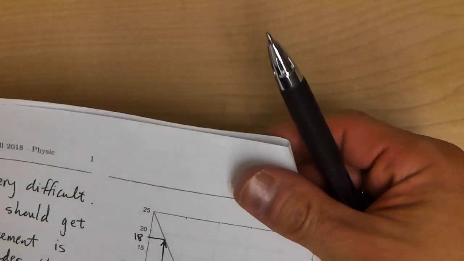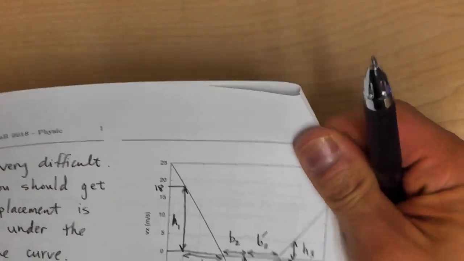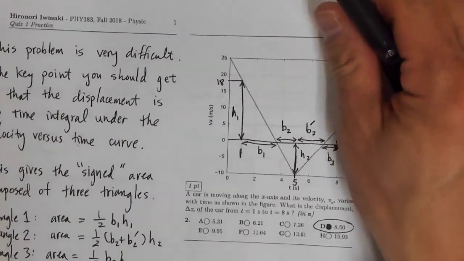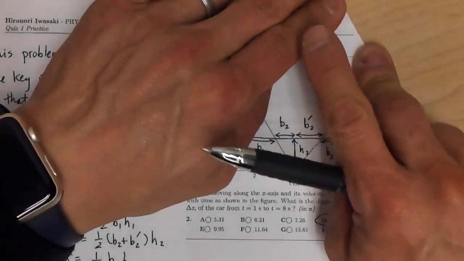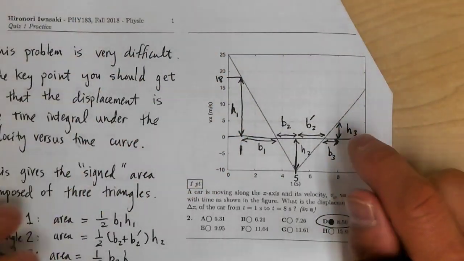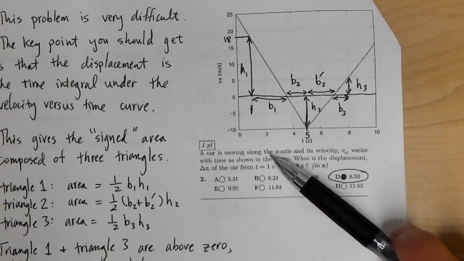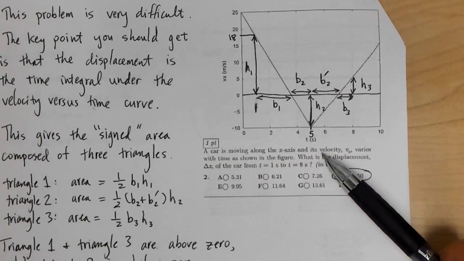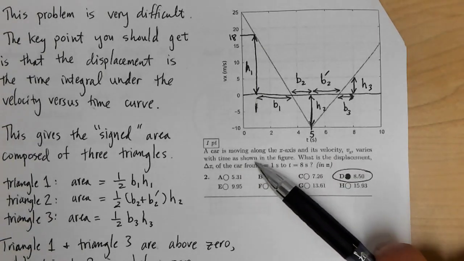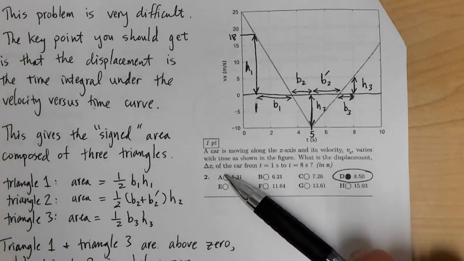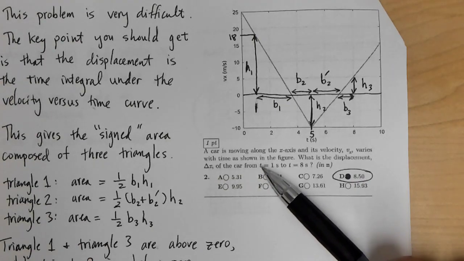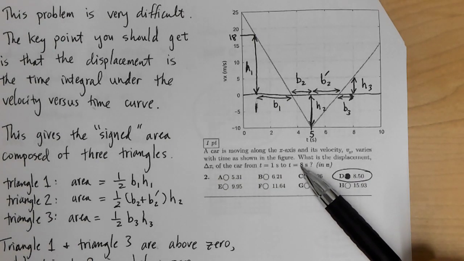Okay, the next problem is kind of a difficult problem just for simply trying to figure out positions of points, not for physics reasons. A car is moving along the x-axis and its velocity vx varies with time as shown in the figure. What is the displacement, Delta x, of the car from t equals 1 to 8 seconds?